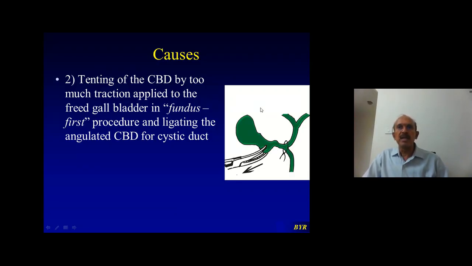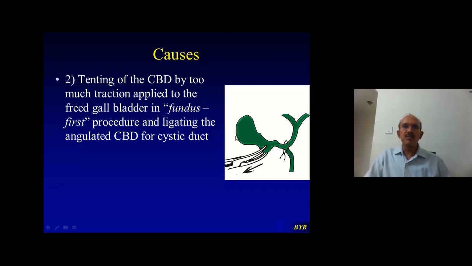But some surgeons start from the fundus of the gallbladder. First, dissect the fundus of the gallbladder, separate the gallbladder from the gallbladder fossa of the liver, then you ligate the duct and remove it. So this is called the fundus first method. When you do the fundus first method, there is every danger of this particular injury to the common bile duct.